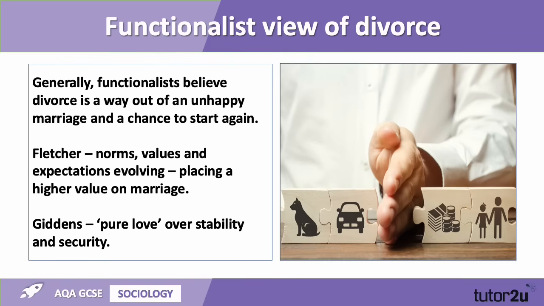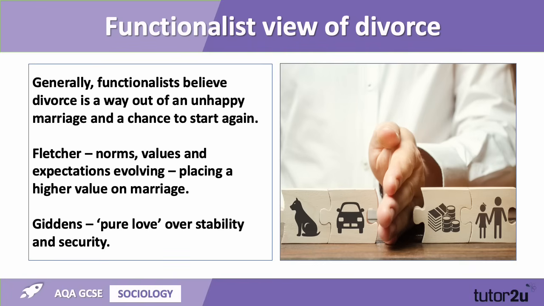So we're now going to have a look at what the different sociological perspectives think of divorce. So we'll start off with functionalism. Functionalism, as it has a more positive outlook on society, has often been criticised for ignoring family dysfunction at the expense of viewing society through rose-tinted specs. However, generally, functionalists believe divorce is a way out of an unhappy marriage and the chance to start again.